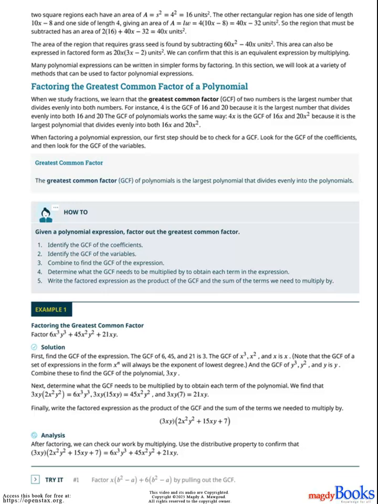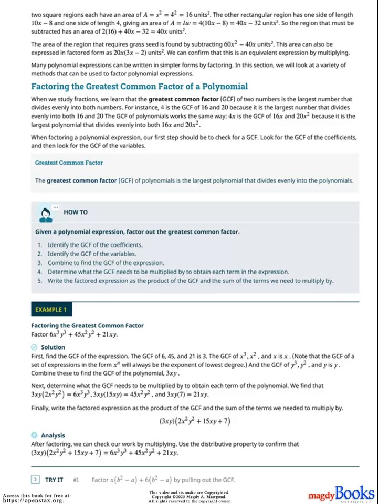4x is the GCF of 16x and 20x squared because it is the largest polynomial that divides evenly into both 16x and 20x squared. When factoring a polynomial expression, our first step should be to check for a GCF. Look for the GCF of the coefficients, and then look for the GCF of the variables. A. Greatest common factor. The greatest common factor, GCF, of polynomials is the largest polynomial that divides evenly into the polynomials.